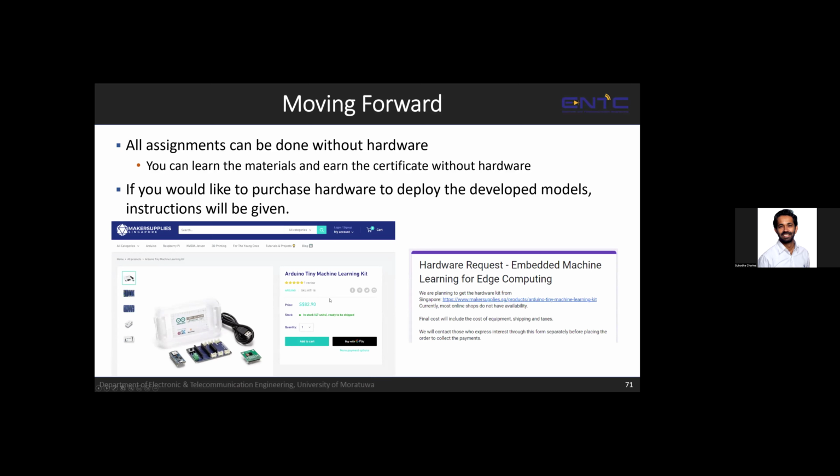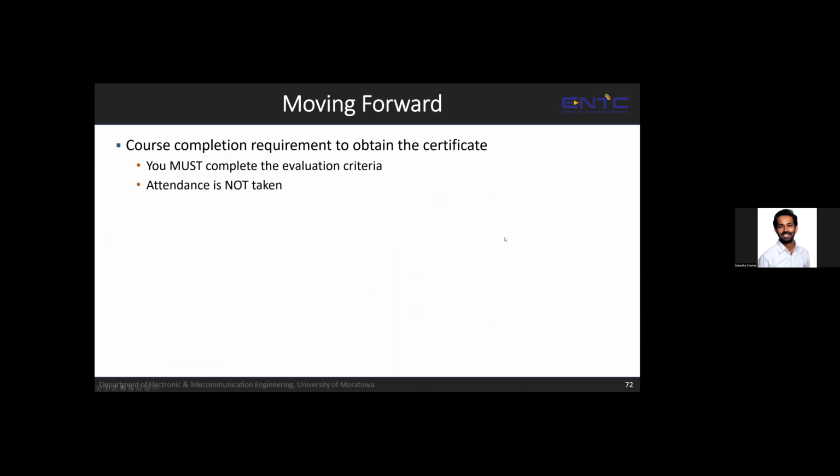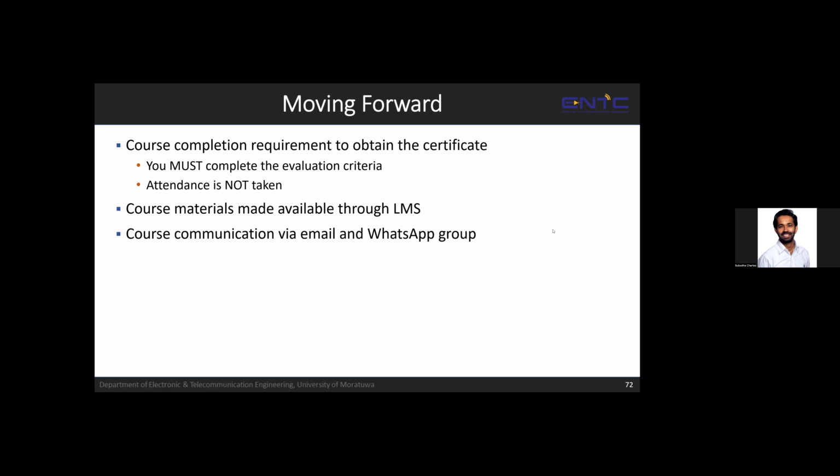So this screenshot gives an idea about the cost. When we took the screenshot, this might have changed now, depending on the stock availability. We'll give you a Google form so that you can fill, make the payment separately. So the course fee is separate. If you want to purchase the Arduino Tiny Machine Learning Kit, that fee is separate because that is optional. All right. Yeah, I think I mentioned this earlier, so no point in going through that again.